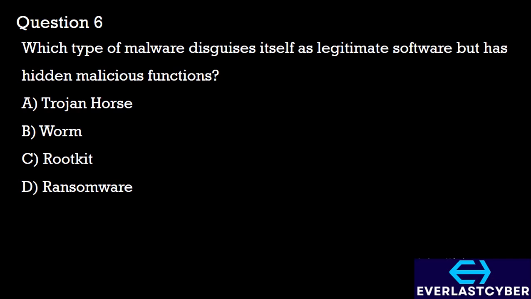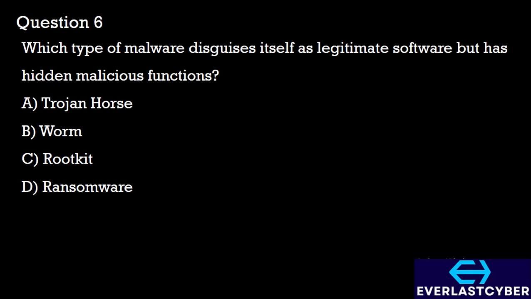contains hidden malicious code. Once it is executed, it can perform harmful functions like stealing data, creating backdoors, or downloading additional malware. A worm is a self-replicating malware that spreads across networks without needing a host file. Unlike Trojans, which need a host file, this does not need a host file. It can spread by itself in a system, and it will replicate the malware and bring those systems down.